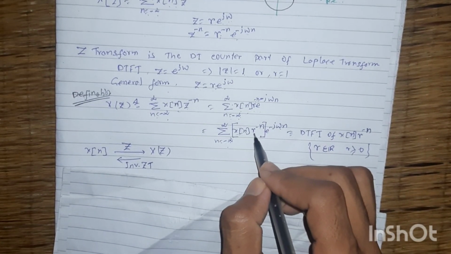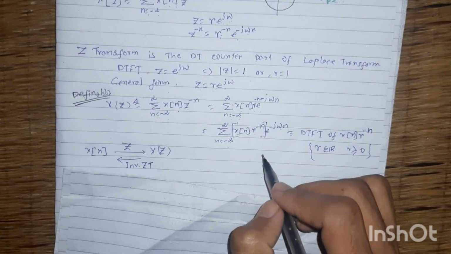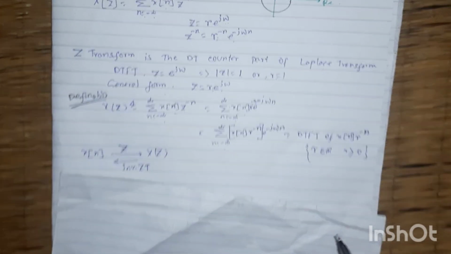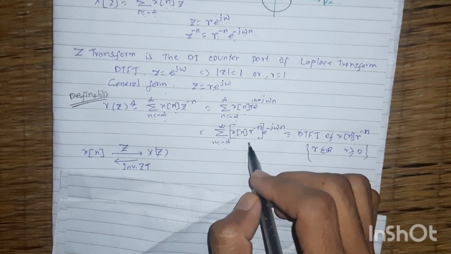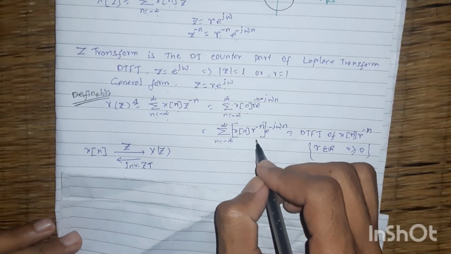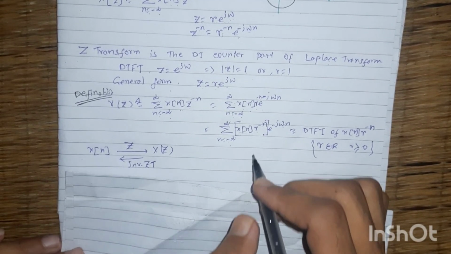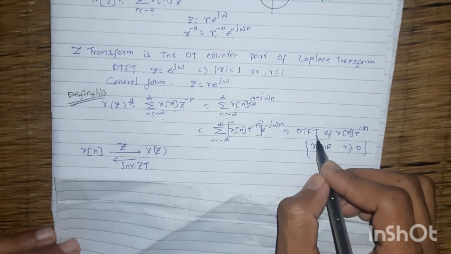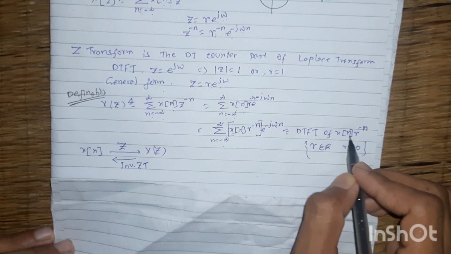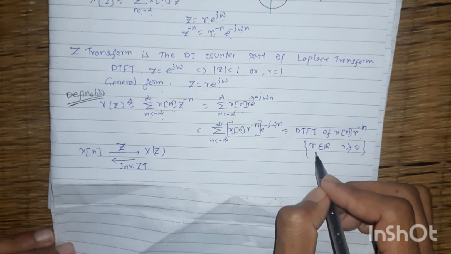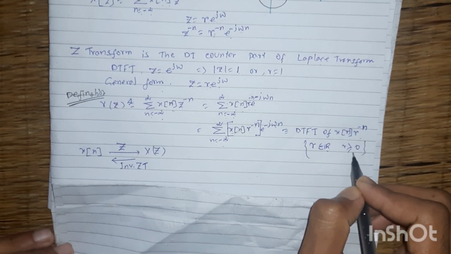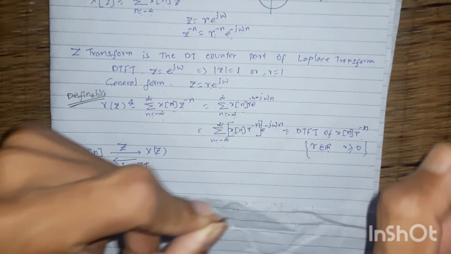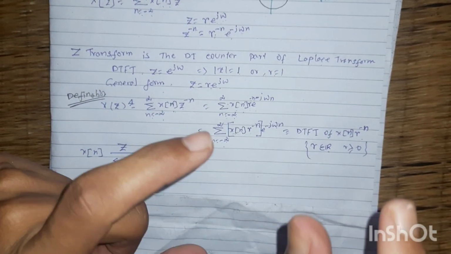Let's suppose this is our time domain input, x of n r raised to the power minus n, and we want to get the frequency domain output. Then in a similar case, the discrete time Fourier transform of x of n r raised to the minus n, where r belongs to real numbers and r is greater than or equal to 0. Okay, this means the z transform is similar.